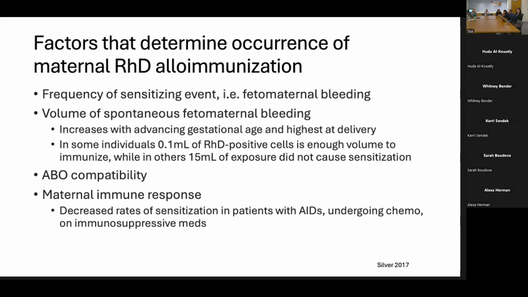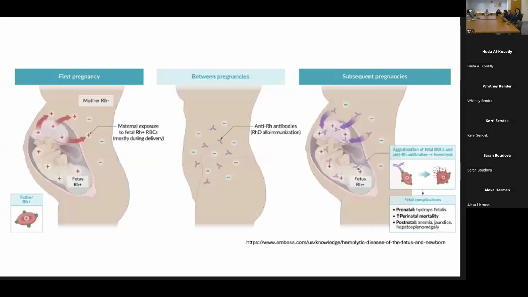There are some studies that have looked at ABO compatibility and the occurrence, as well as maternal immune response. And so we know that there are decreased rates of sensitization in patients with age, patients undergoing chemotherapy, and patients that are on immunosuppressive drugs. And so there are several factors that determine whether a primary immune response occurs.